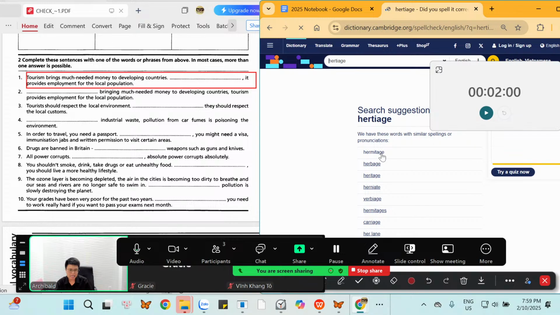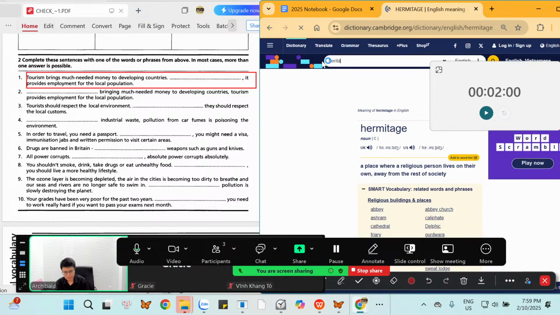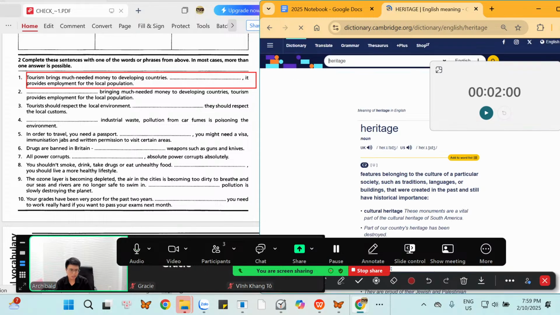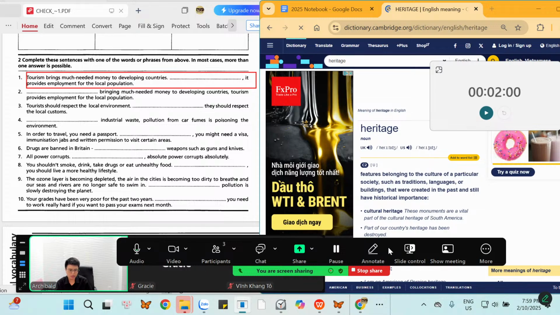They say, oh, heritage, or no, something is wrong with my keyboard. Please wait. See, heritage. We don't pronounce it like heritage. Asian people, Vietnamese people pronounce this word like heritage.